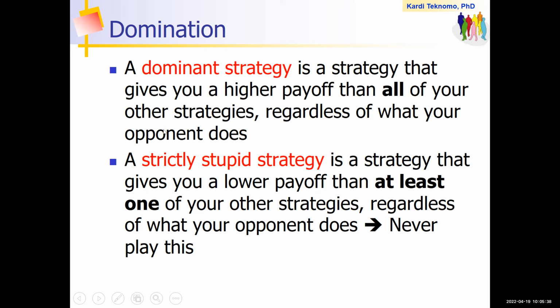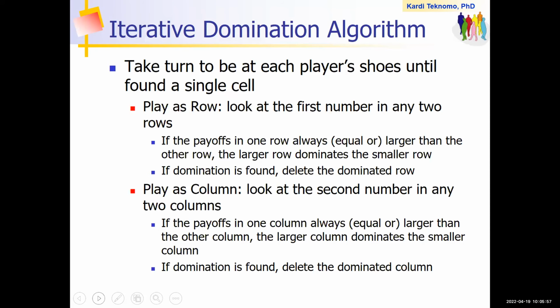opponent does. The reverse of the dominant strategy, let's call this a strictly stupid strategy, is a strategy that gives you a lower payoff than at least one of your other strategies, regardless of what your opponent does. So, of course, you will never play this. Right? This is the review of last meeting.